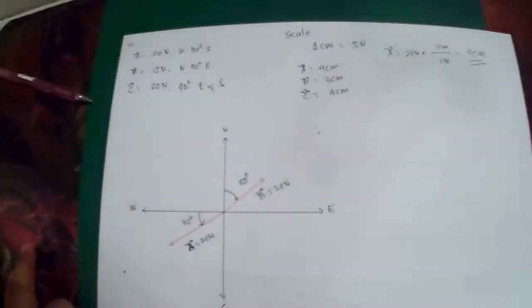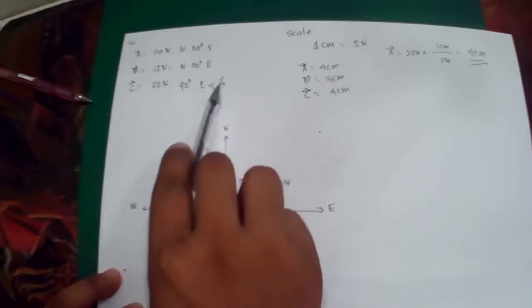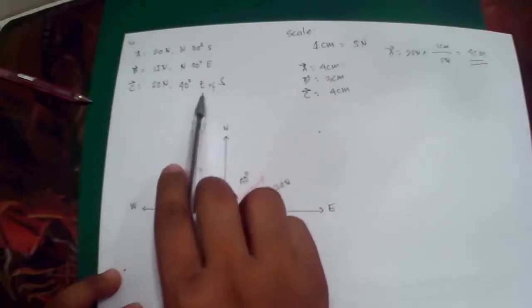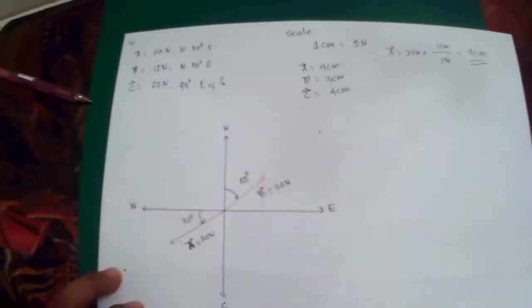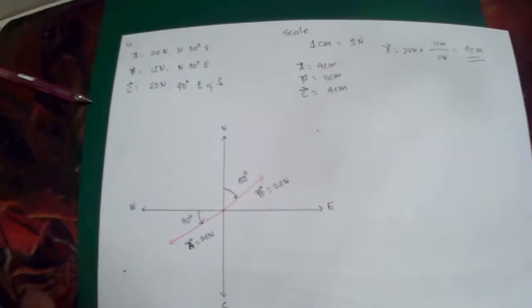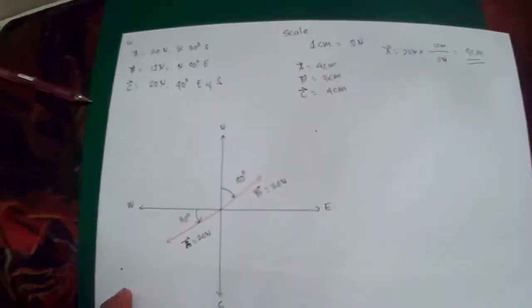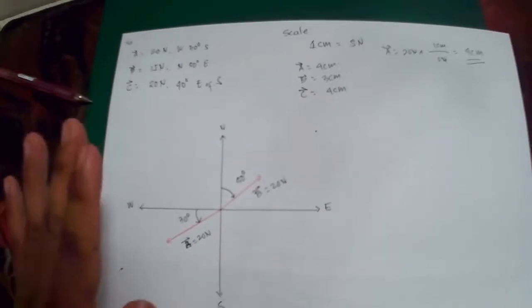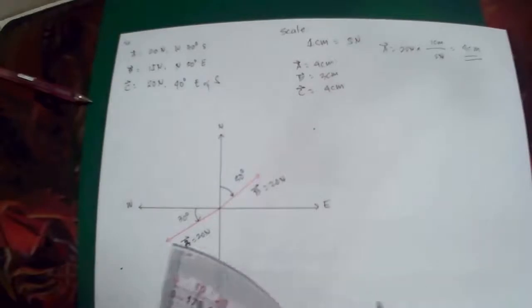Let's go to vector C. Vector C is 20 newtons, 40 degrees east of south. I have already tackled this one in our lesson number 1. What if the presentation of direction is like this? What is now the reference point? In this case, since this is east of south, we are now in quadrant 4. So what is the reference point? South.